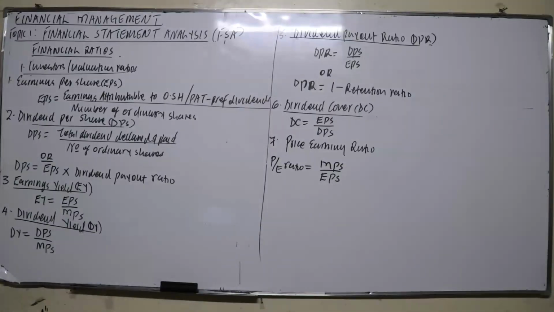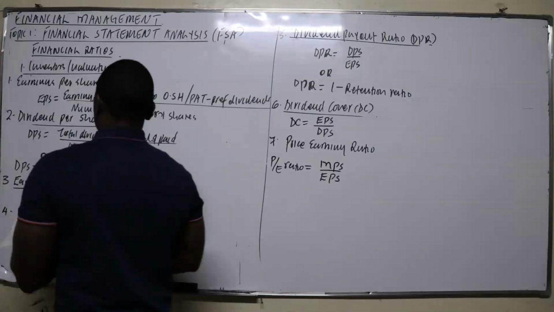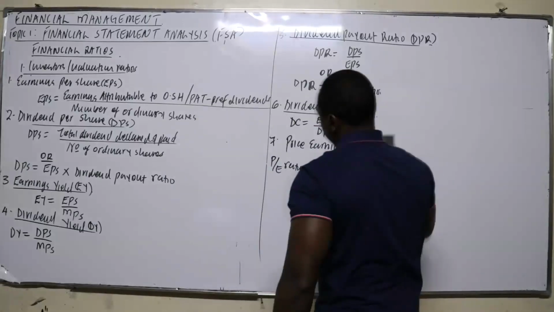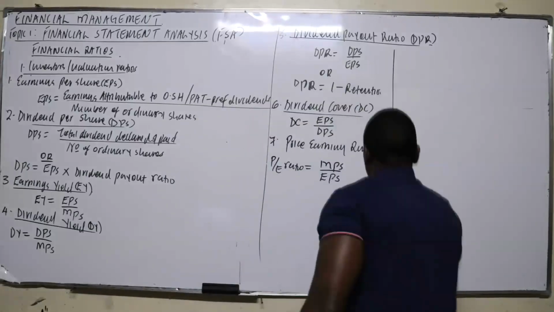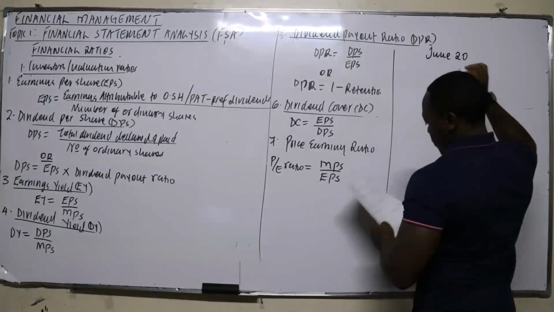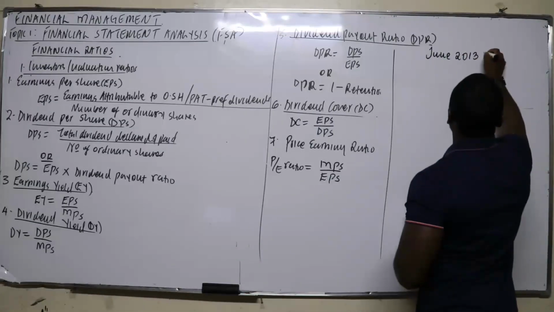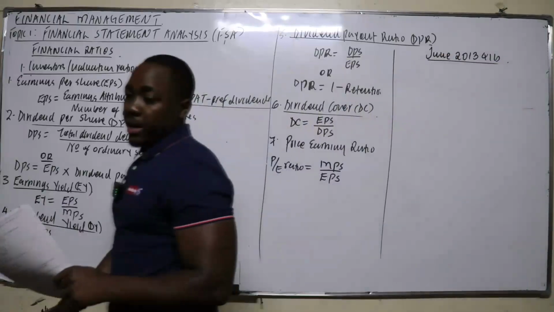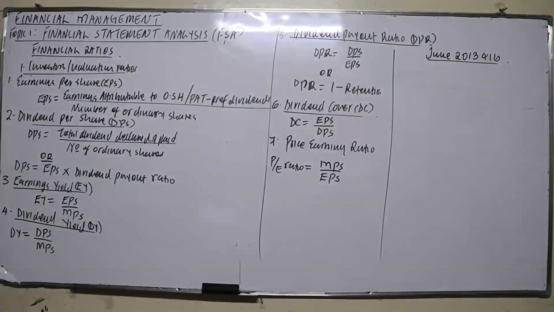I want us to do some illustration now. So open with me June 2013, question 1B. I had shared with you the question papers. Can they make an effort of having a hard copy of the past papers? Sorry?